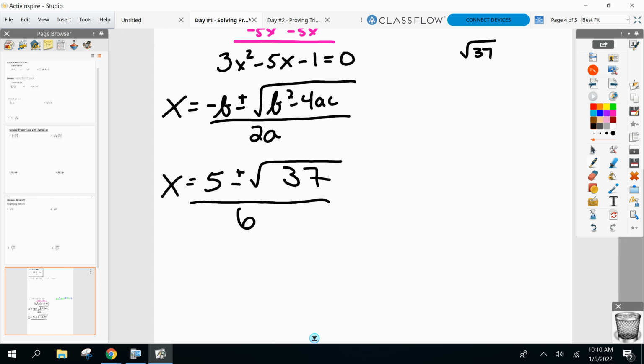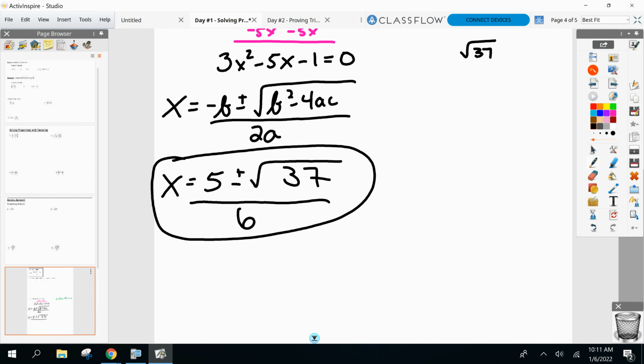All right, but I cannot break down the square root of 37. So we are done, everybody. We are done. Anything you want to ask before we get to the third one? There's going to be a lot of practice today.